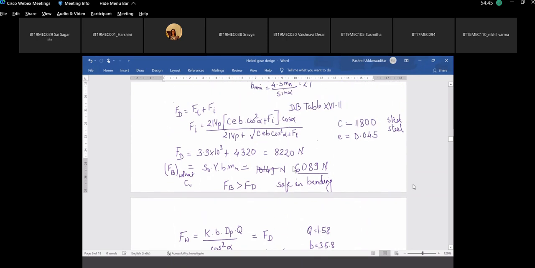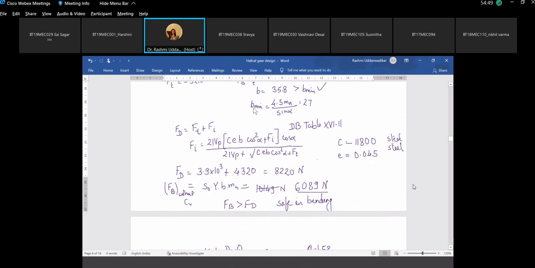Now because this is not safe in bending, what do we do? We increase the value of B. Our maximum range is 20 times mn by sine alpha. So instead of 27, go for 15 times mn by sine alpha. Check what is the value. Increase the value of B, and when you increase the value of B, your FB increases. The value of Fi will also increase because there is B in both numerator and denominator.